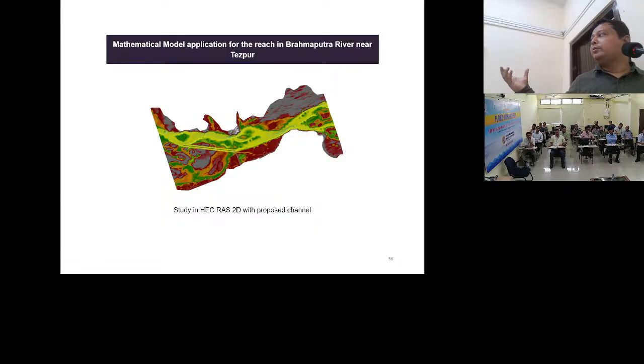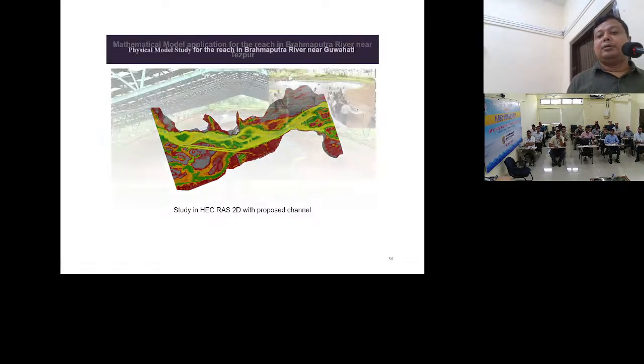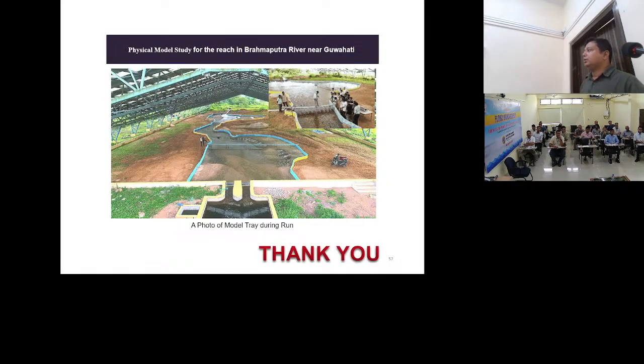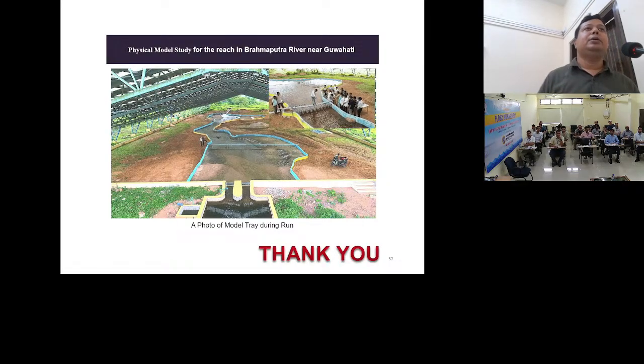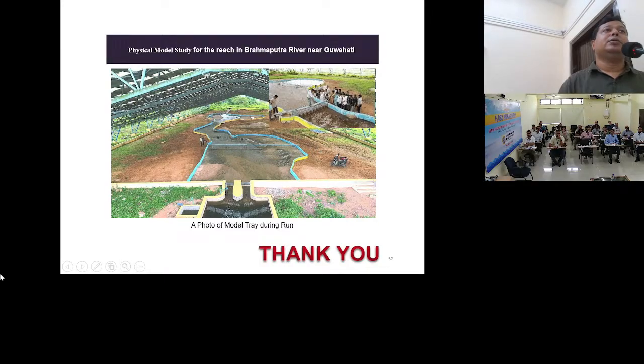Even we have tried to see whether the third problem, along with the anti-erosion problem, can be solved by dredging, because there is a concept of dredging, you know, that through dredging also we can align our river. If that is possible, we tried in our mathematical model study as well as in physical model study.